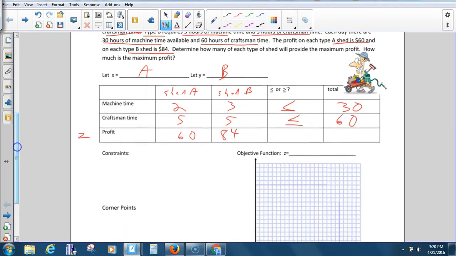So constraints. We have 2x plus 3y is less than or equal to 30. We have 5x plus 5y less than or equal to 60. Our objective function is z equals 60x plus 84y.